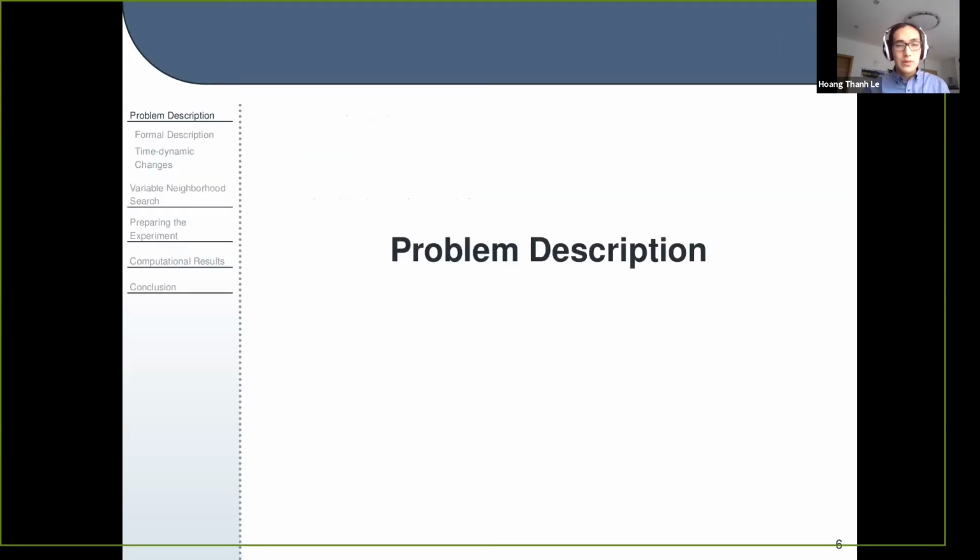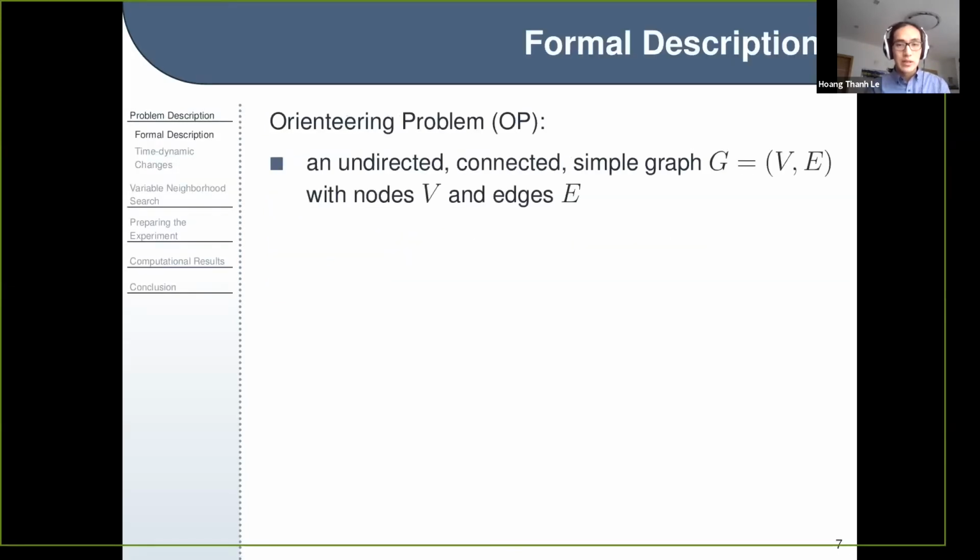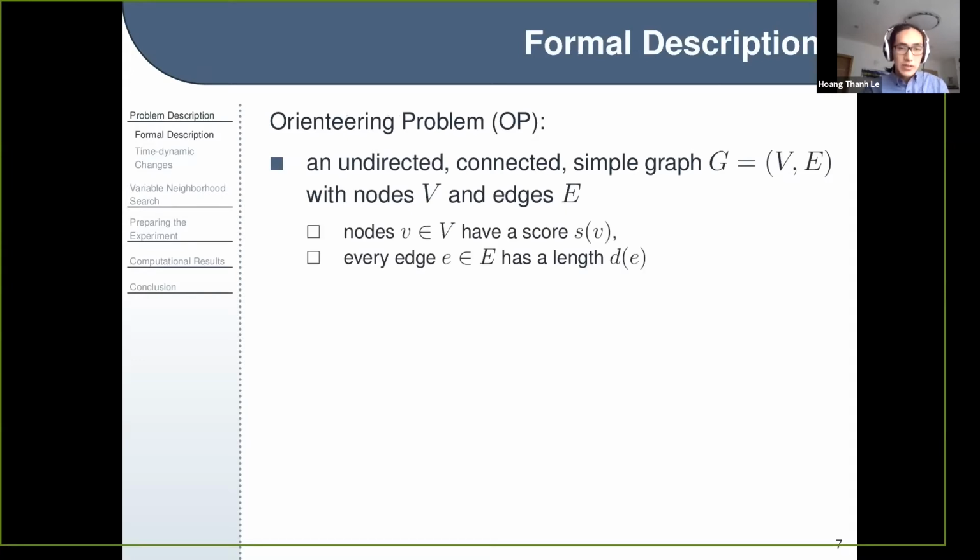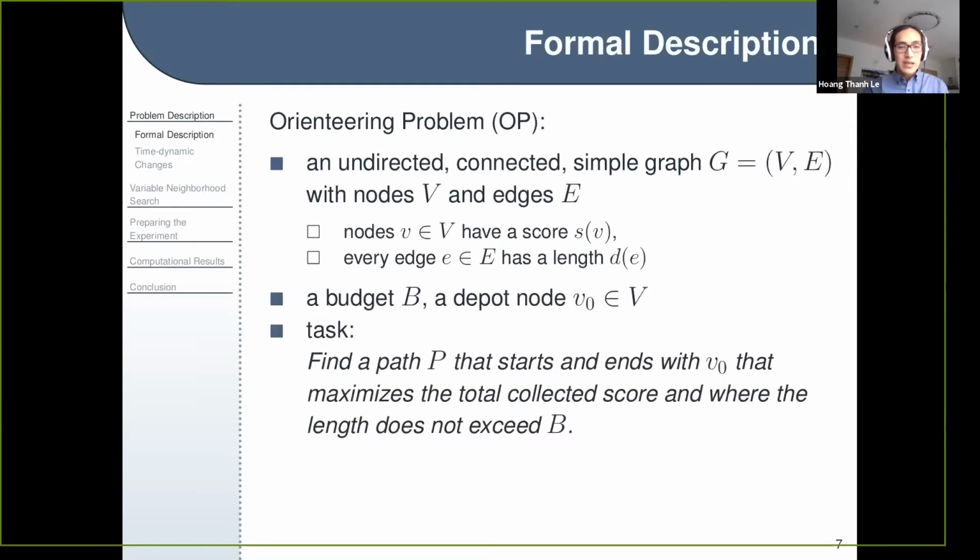The problem can be easily described using a graph with nodes and edges. Here, for the sake of simplicity, we restricted ourselves to the case with an undirected connected simple graph. There, every node has a score and every edge has a length. We are also given a budget as well as a depot node. The task is to find a path that starts and ends with the depot node that maximizes the total collected score and where the length does not exceed the budget.